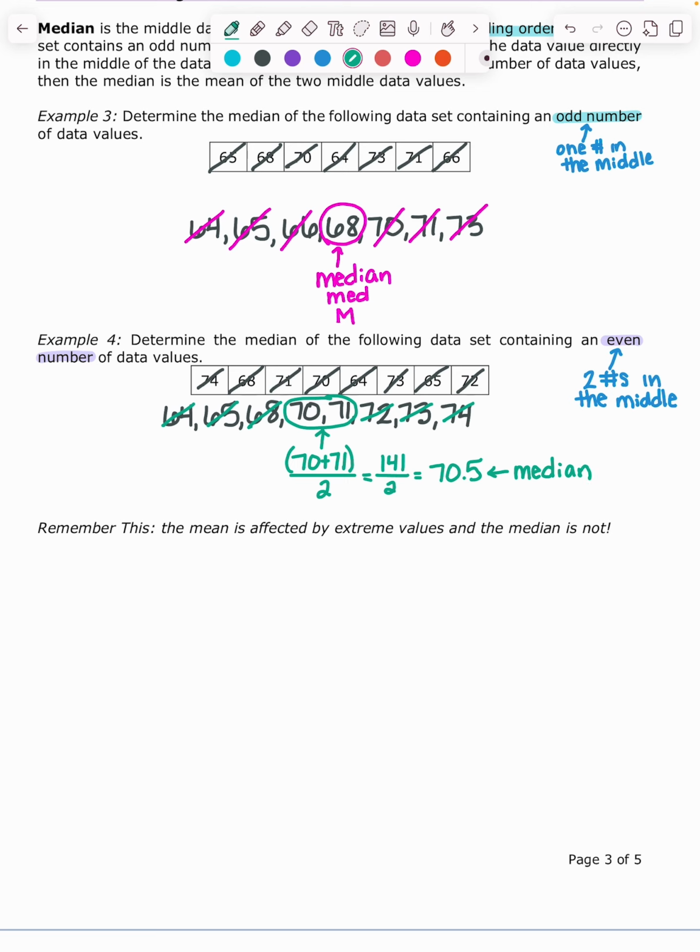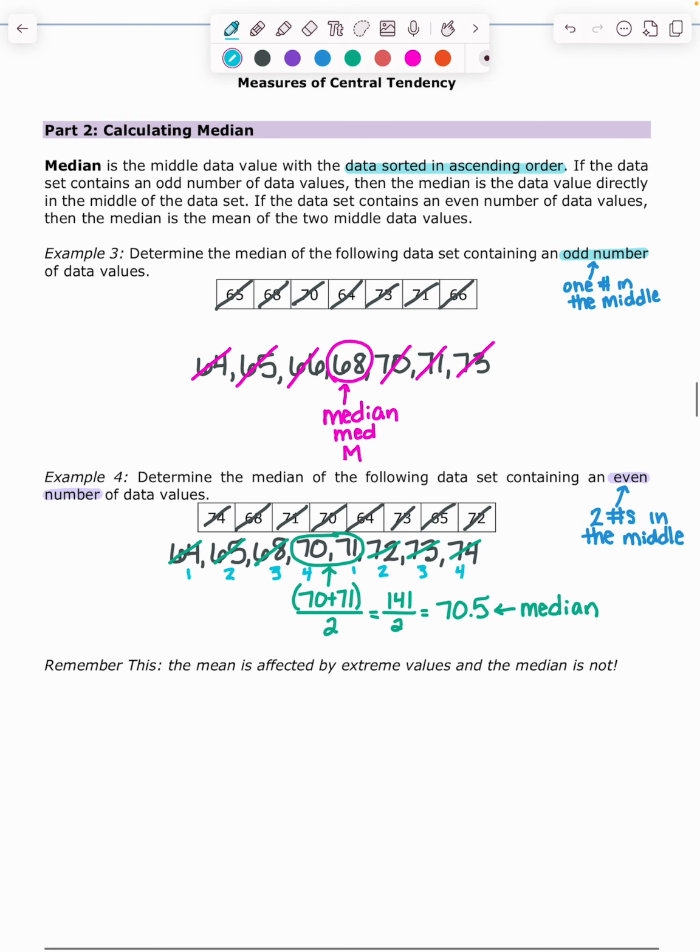So 70.5, even though it's not one of our data values, is our median, and that is because it is the number that cuts this data set in half. That's the other thing that the median is doing. It is a number that cuts the data set in half, so that half of the numbers are below the median and half of the numbers are above the median. So if I come back here, I can see 1, 2, 3, 4 numbers are below 70.5, and 1, 2, 3, 4 numbers are above 70.5.